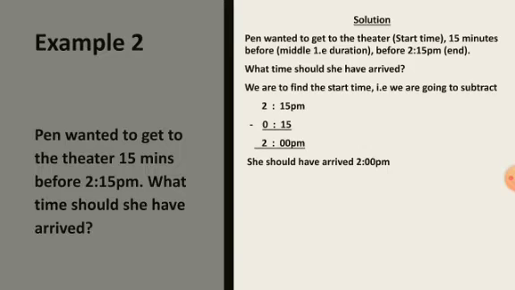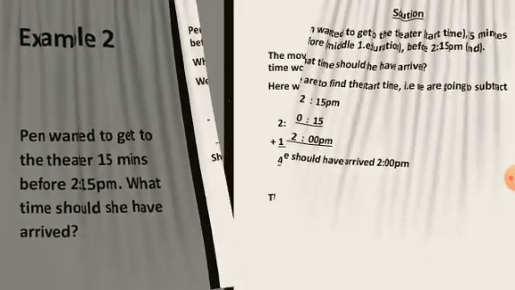That is, we are going to subtract. So we have 15 minutes past 2 p.m. minus 15 minutes. So 15 minus 15, you have your 0. Then 2 minus 0 equals 2. So she should have arrived at 2 p.m. We move to example 3.